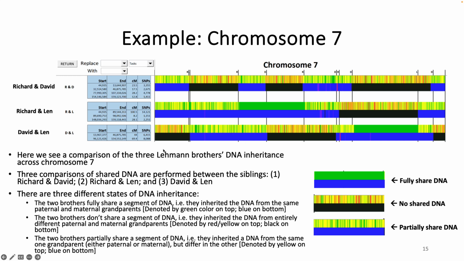And then there's a middle state where it's denoted by a blue line on bottom and then a mix of greens and yellows, usually more yellows, but there can be some greens, but not a sustained green. That is where 2 siblings partially share a segment of DNA. That means that only one of the grandparents they share, it can be either the paternal or the maternal, but they only share one grandparent. And for the other set of grandparents, they do not share DNA. So we can see those areas. You can see big chunks here, here, and over here. All of this is just one grandparent shared between Richard and David. And we see this again between the other brothers as well.